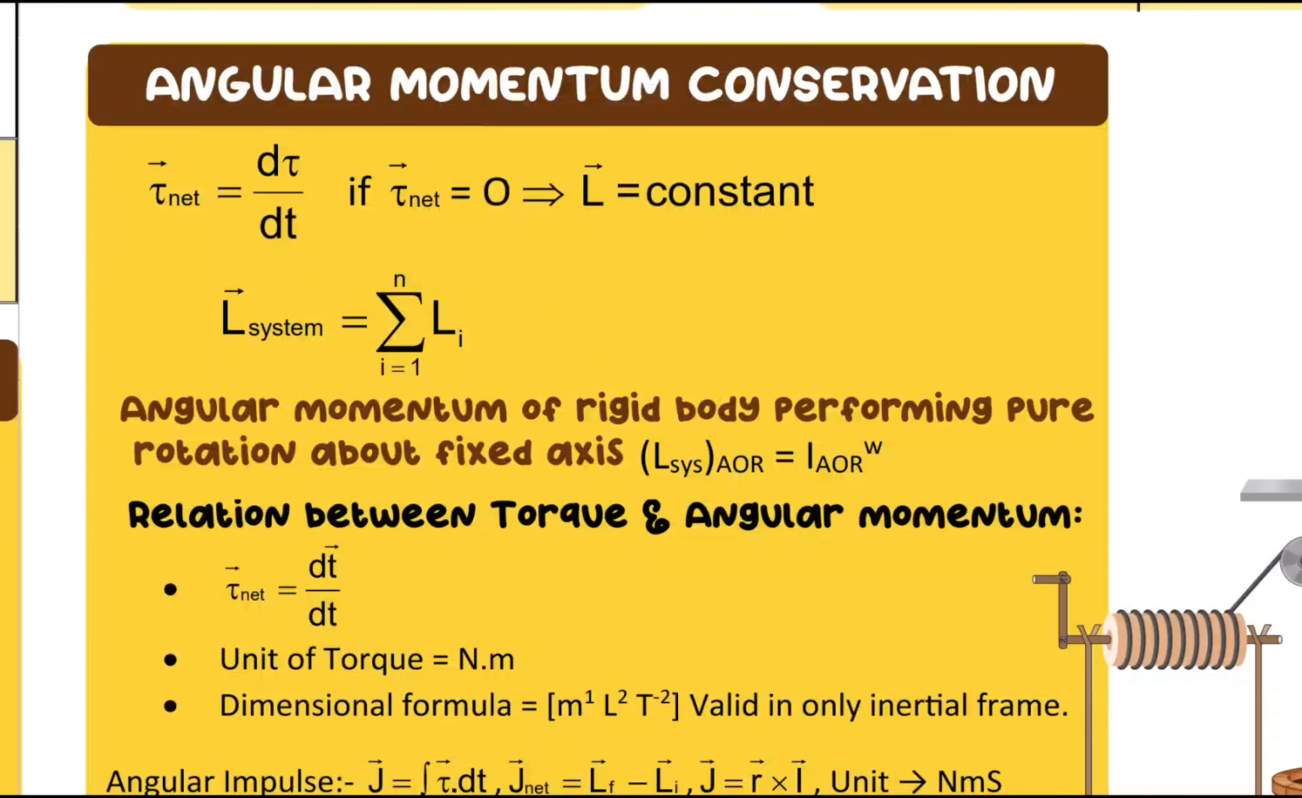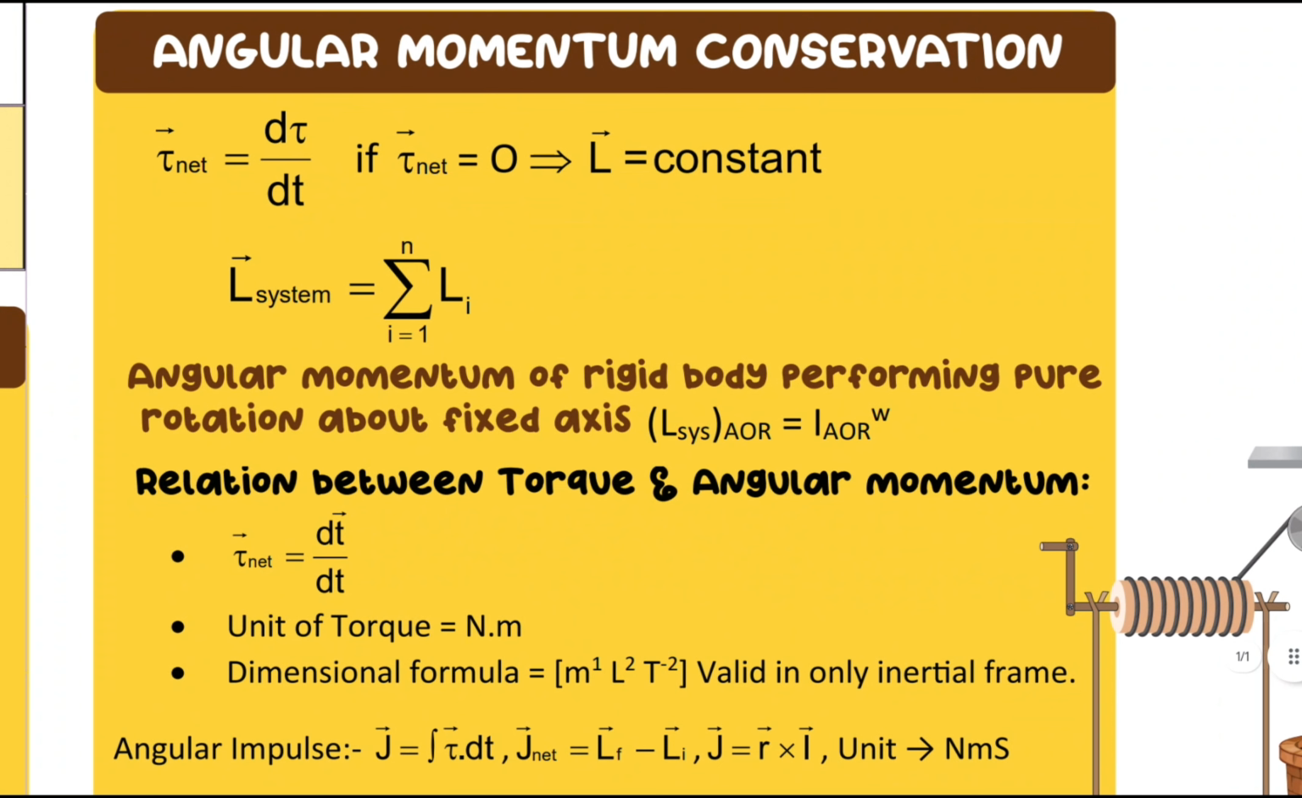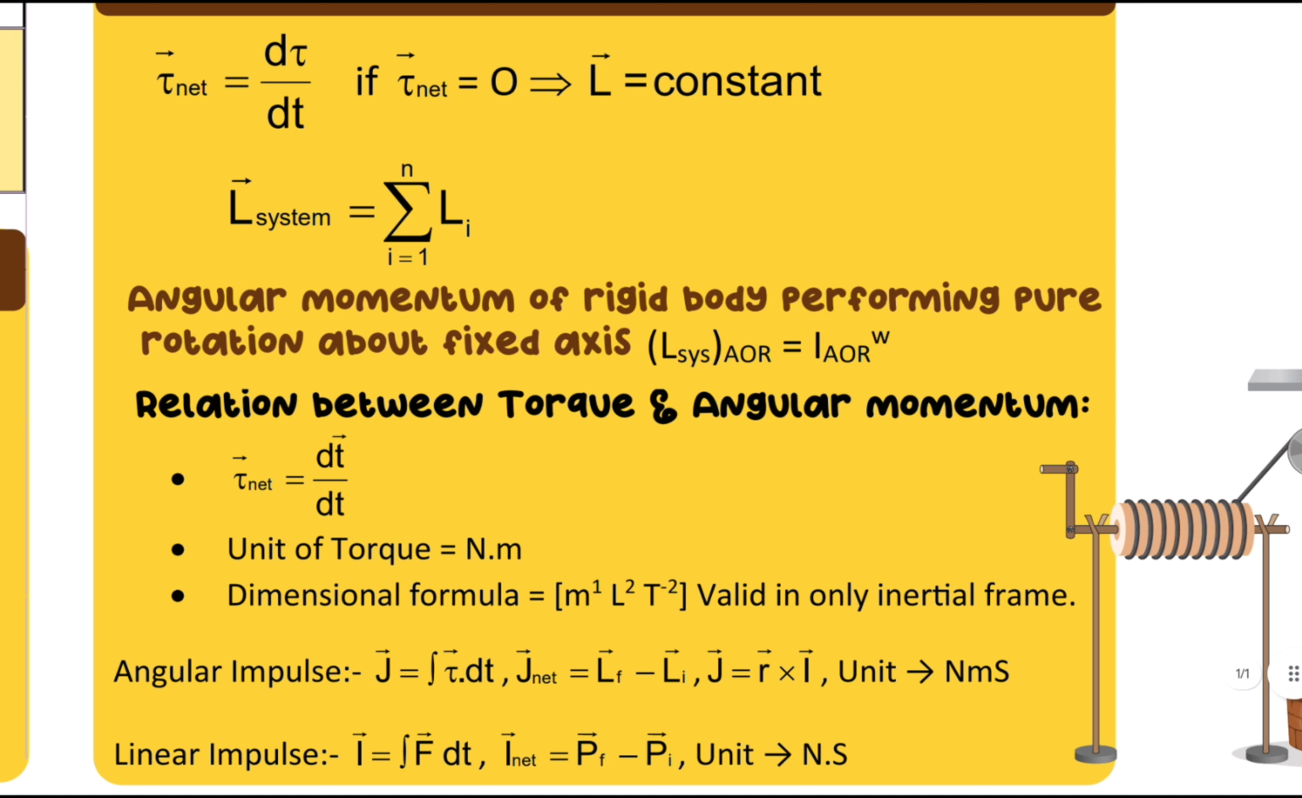Angular momentum conservation. Net torque equal to d L by dt. If net torque equal to 0, then angular momentum is a constant. Angular momentum of a system equal to summation of L_i, i equal to 1 to n. Angular momentum of a rigid body performing pure rotation about a fixed axis.